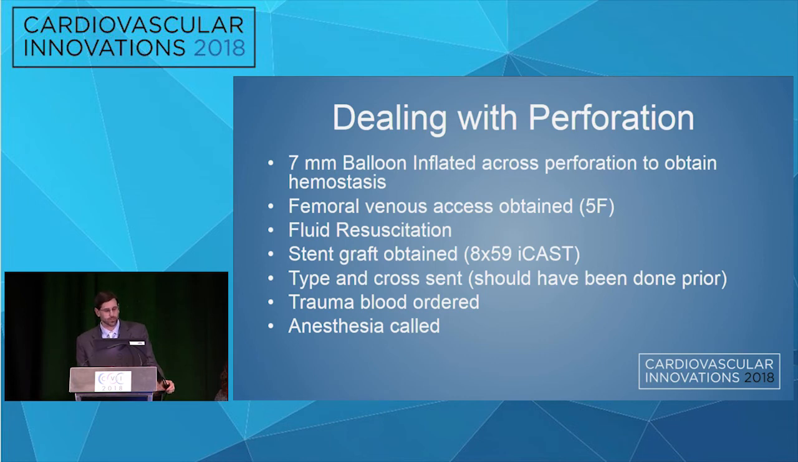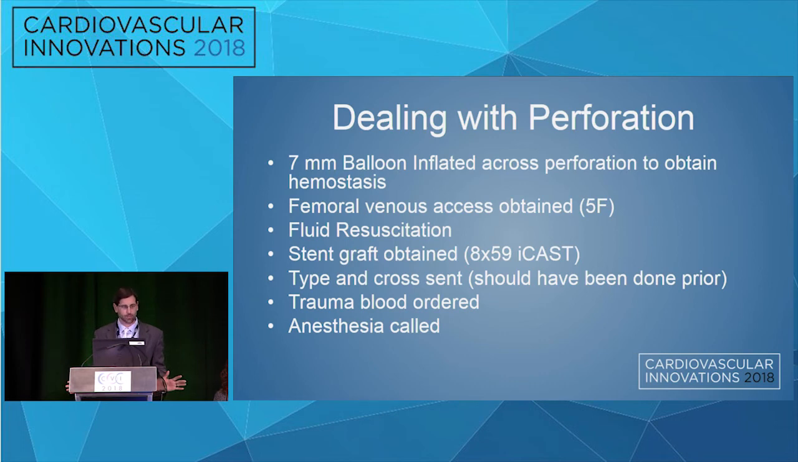So put in a 5-French femoral sheath, gave him a lot of crystalloid. His blood pressure came up to, systolic blood pressure came to the 90s. And then because we already had covered stents in the room, because this was a complex case, put in an 8x59 ICAS stent.